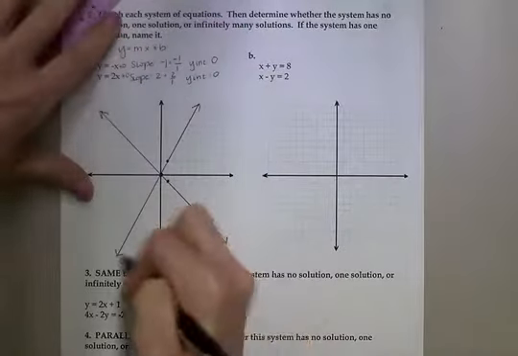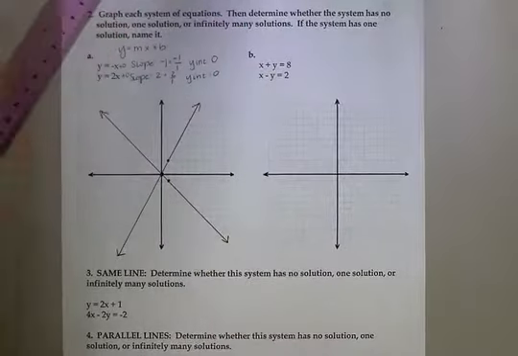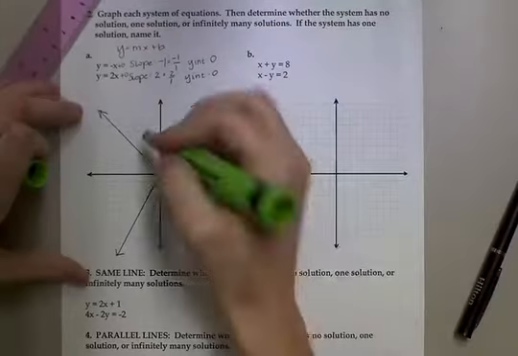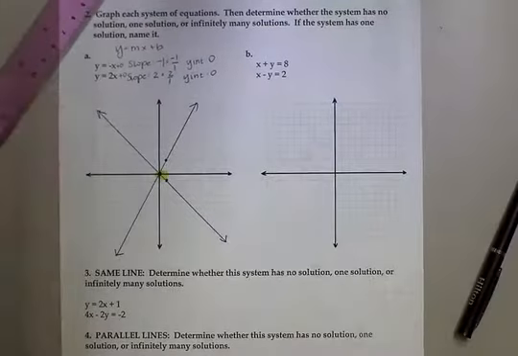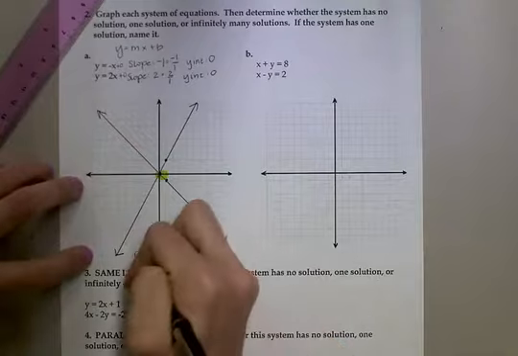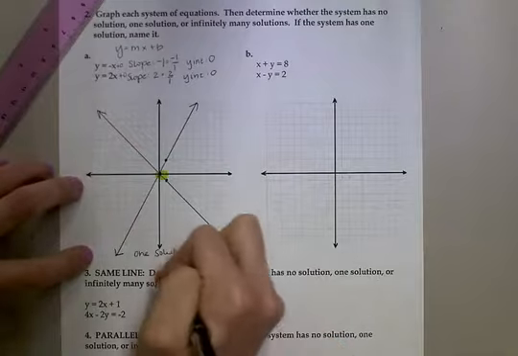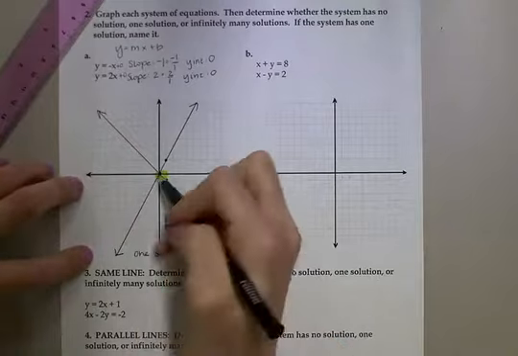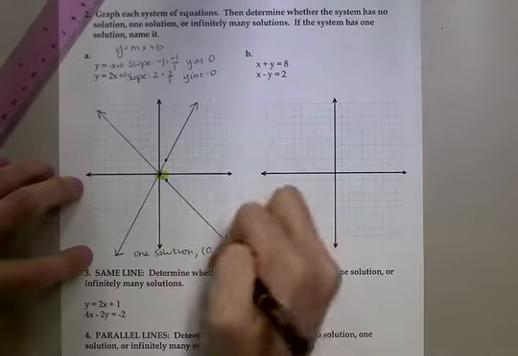And this looks like the case of intersecting lines. Where do they intersect? Well, at the origin, where both of those lines cross. So we know this system of equations has one solution, namely the point (0, 0), or the origin.